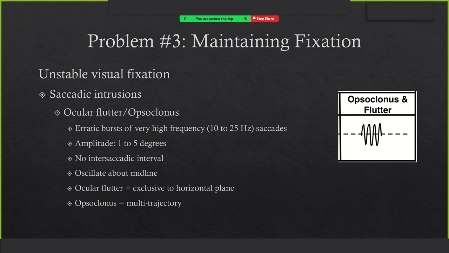Next, ocular flutter and opsoclonus. These are very chaotic, very erratic, come in bursts. They're very high frequency, no interval between them, and they oscillate around the midline. On the smaller side, if they're only in the horizontal plane, it's called flutter. If they're scattered around any other plane, it's called opsoclonus.